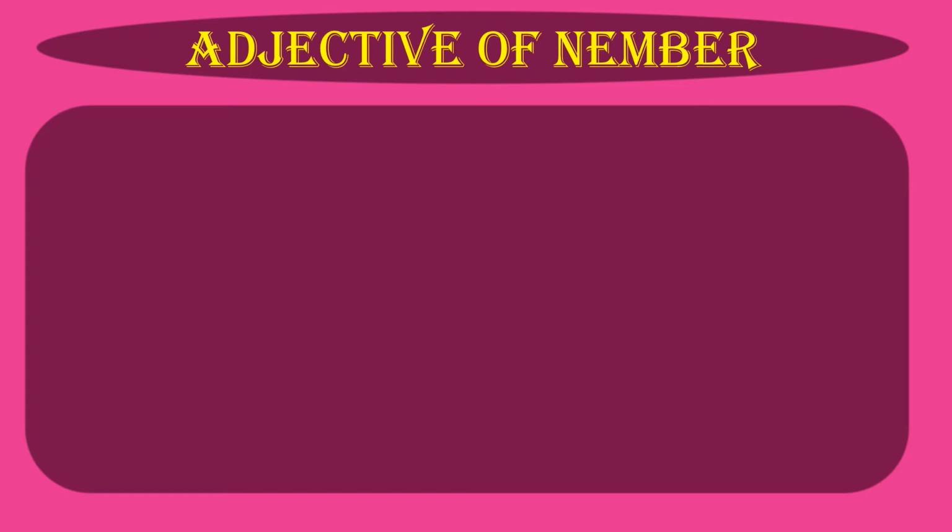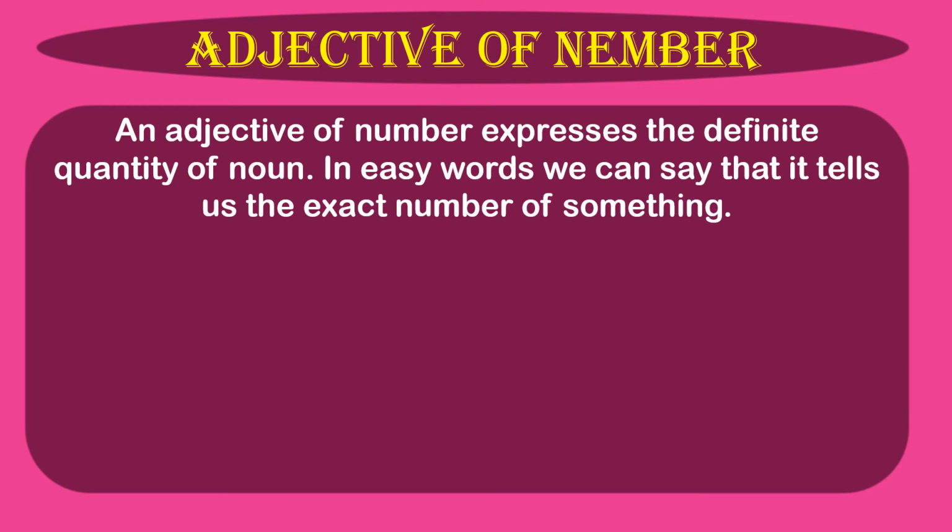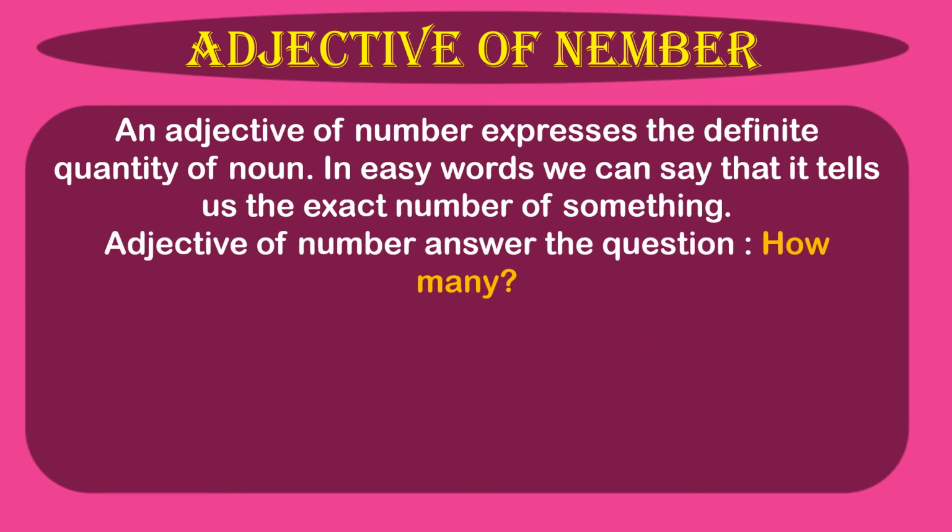Now number and quantity are almost similar, but number we can count. So they are used with the countable things most of the times. An adjective of number expresses the definite quantity of something. The definite quantity means we can tell it in proper, exact numbering. So in easy words, it tells us the exact number of something. An adjective of number also answers the question how many. Adjective of quantity, how much, and number, how many.